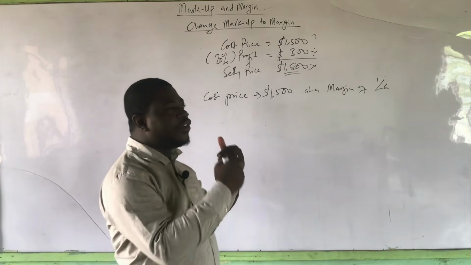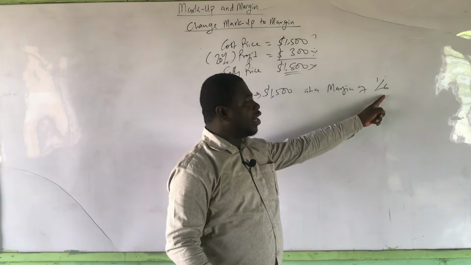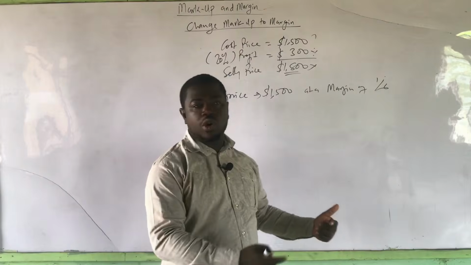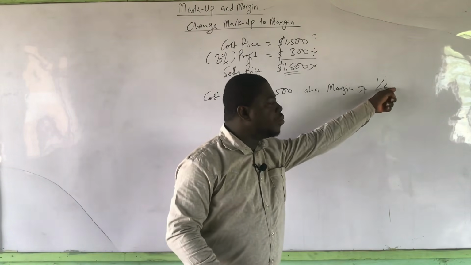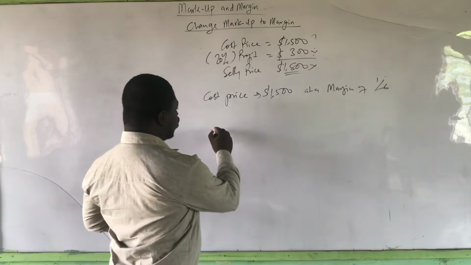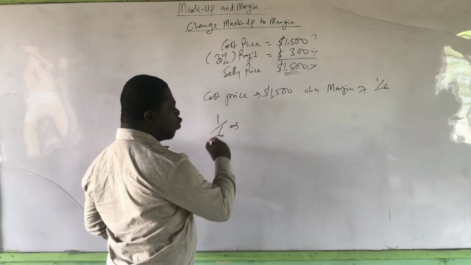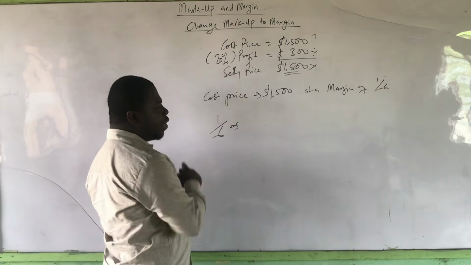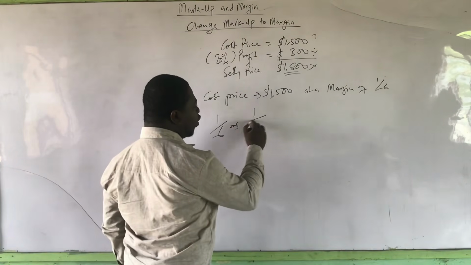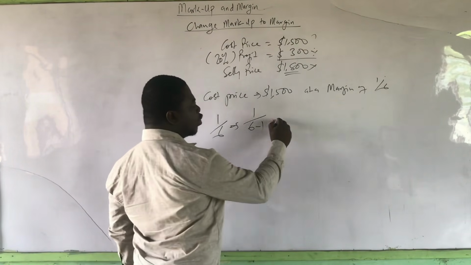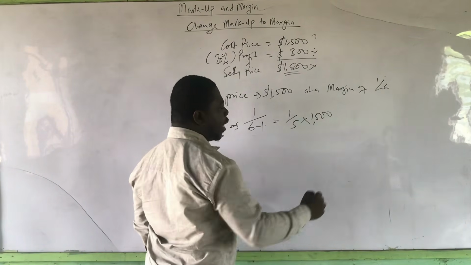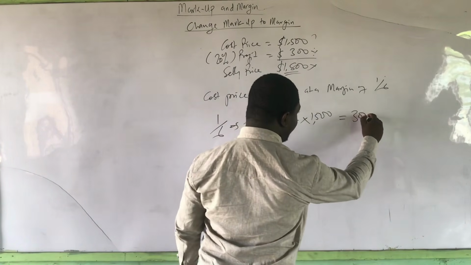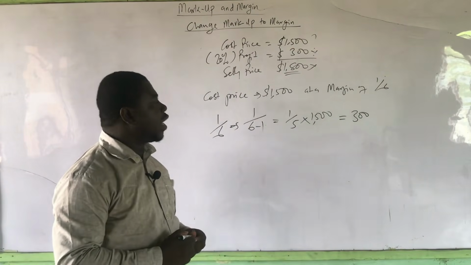And how do we convert the margin to markup? Just like when we were moving from markup to margin, we added 1 to the denominator. This time, because we are reversing from margin to markup, we need to subtract the numerator rather from the denominator. So 1 over 6. If this is margin and we are changing to markup, it is going to be 1 over 6 minus 1, which is going to give us 1 over 5. And then we multiply by the 1,005. And that is going to give us the 300.